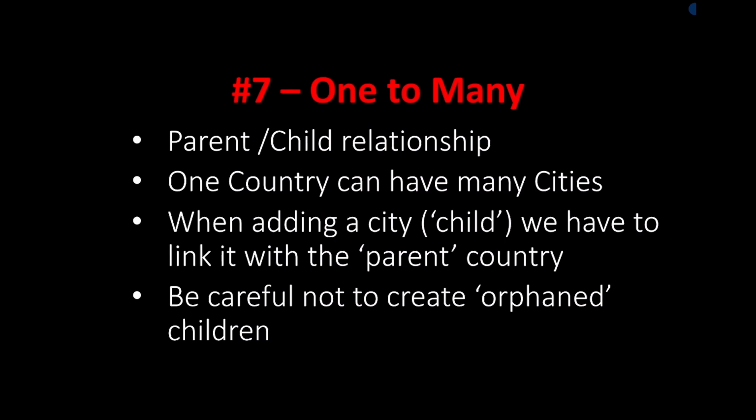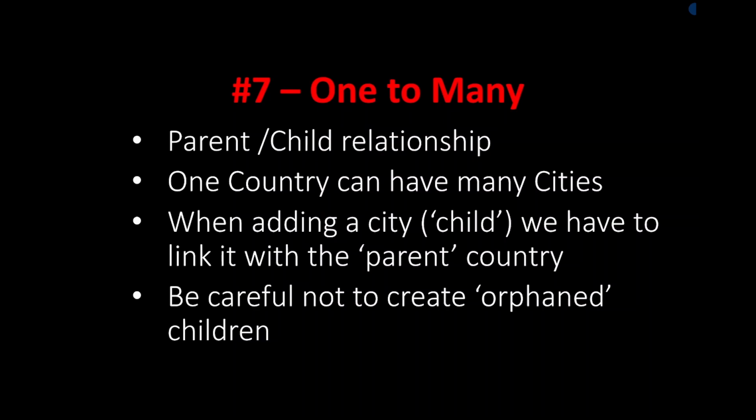When we add a city, a child, we have to link it with the parent, in this case a country. Inevitably, this means that the country must exist before we can add the child. We must also be careful not to create orphan children. So when we, for example, delete a country, we've got to make sure that all the children are deleted either at the same time or before.